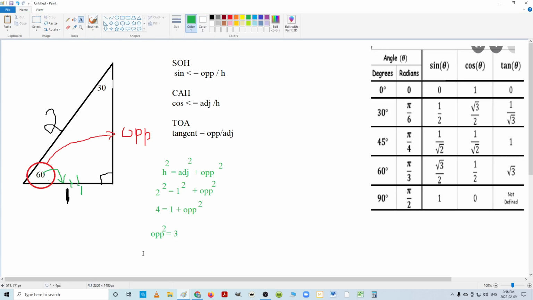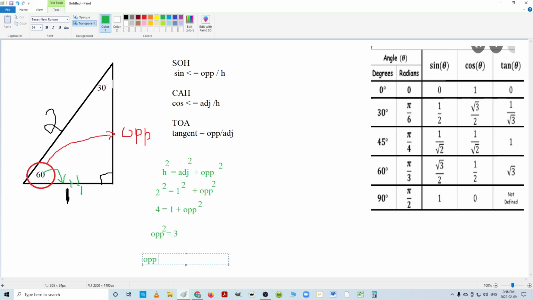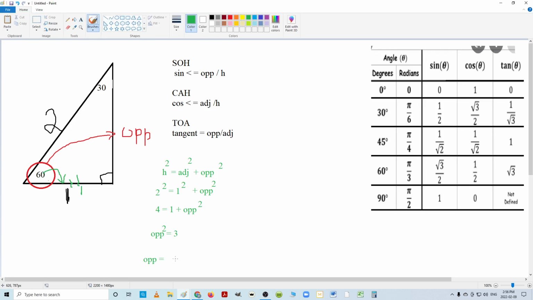And to solve a square, I take the square root of both sides. So my opposite is equal to the square root of 3. So that's the length of my opposite. So I'm just going to put it up there, like that. And actually, I'll just use this one over here. So boom. Now I know my opposite has that length. Get rid of all that. Keep that in mind when solving.